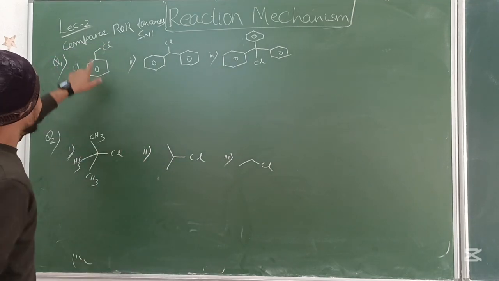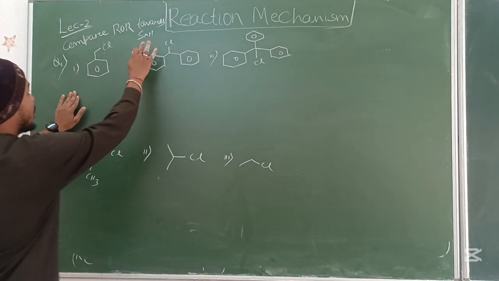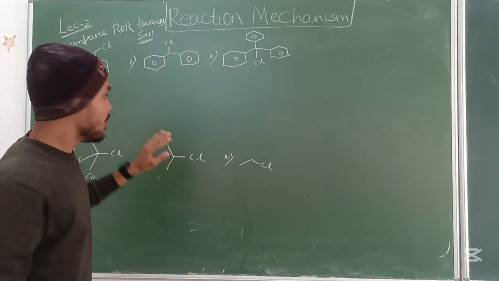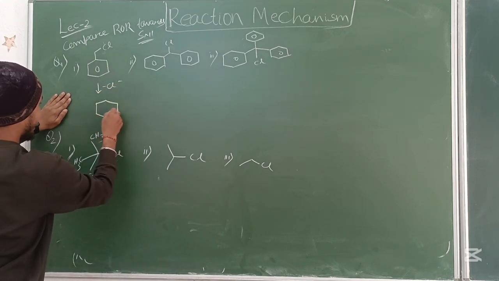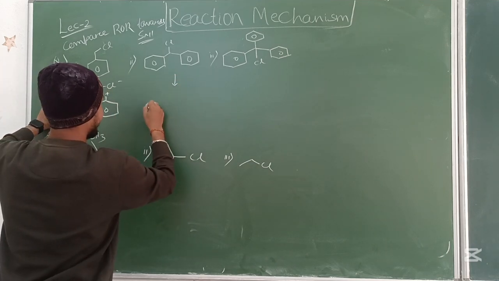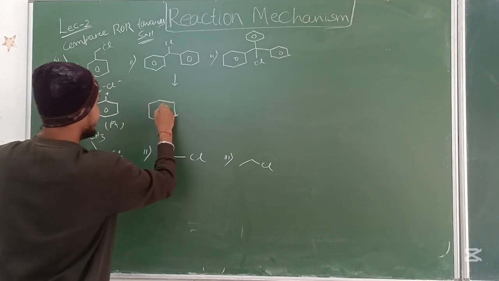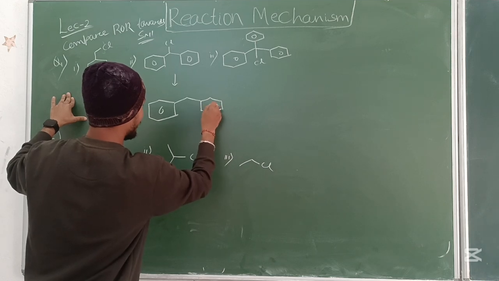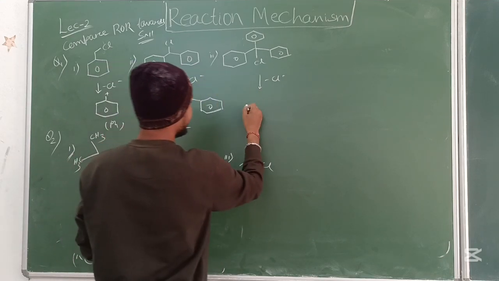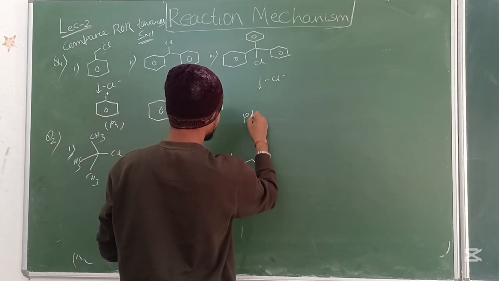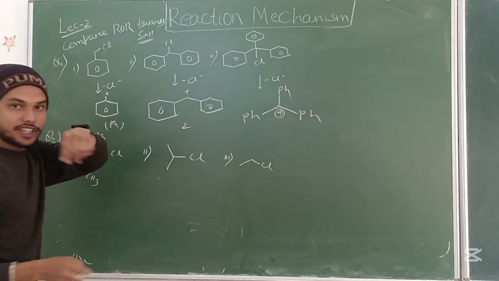Okay. Here is the question. Compare the rate of reaction towards SN1. SN1 means unimolecular substitution reaction. So in this process, first remove the leaving group and make the carbocation intermediate. So here only one phenyl group. Here two phenyl groups. And here three phenyl groups.